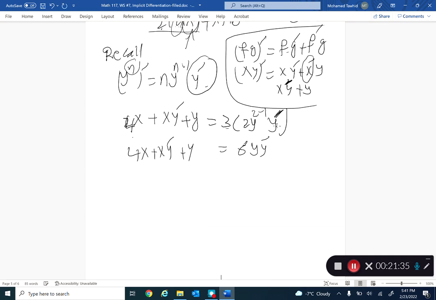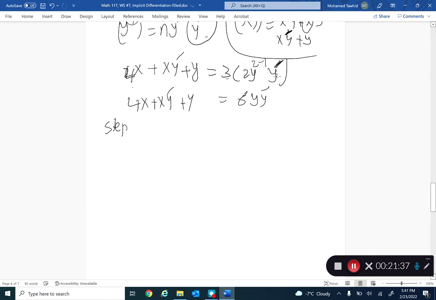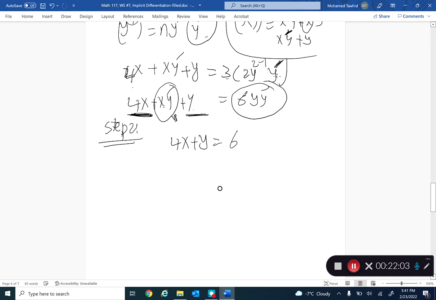Then what is step number 2? I have to collect all the terms. Just collect all the terms that have y prime, here y prime and here y prime. This term does not have y prime, and this term does not have y prime. Any term that does not have y prime, I put on one side. So you have 4x, that is no y prime, plus y. And here you have 6y y prime, and then I have to take x y prime to the other side. It will be negative x y prime.